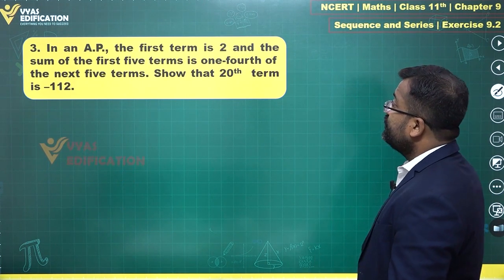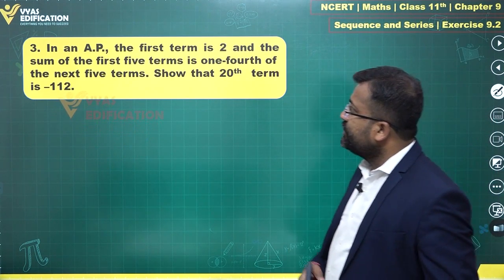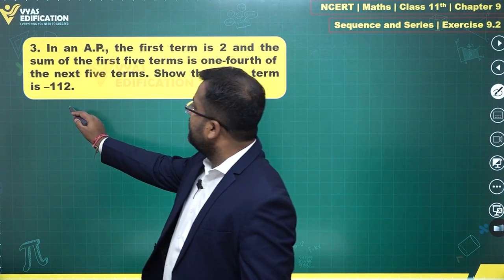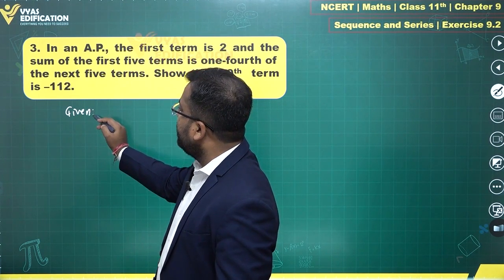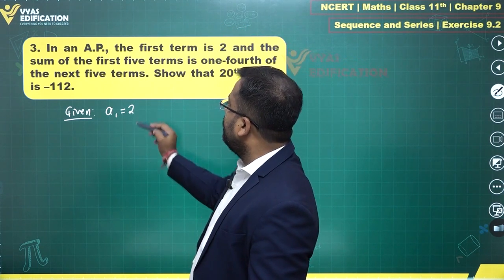Very interesting. Show that the 20th term is minus 112. Okay, this is a proof type of question. So in an AP, some things are given. Let's write what is given. First term is 2. A1 is equal to 2.